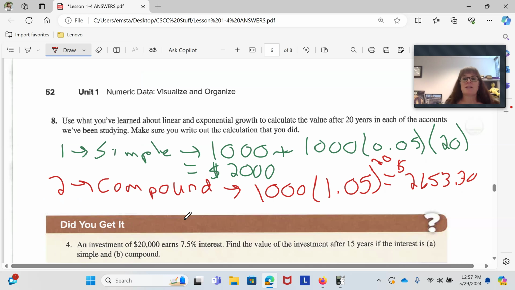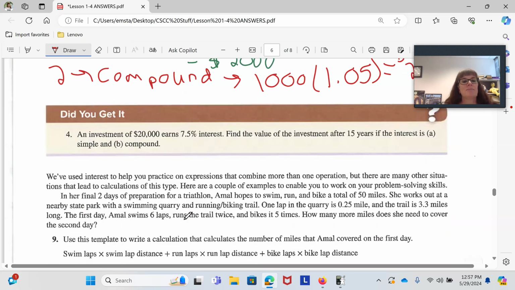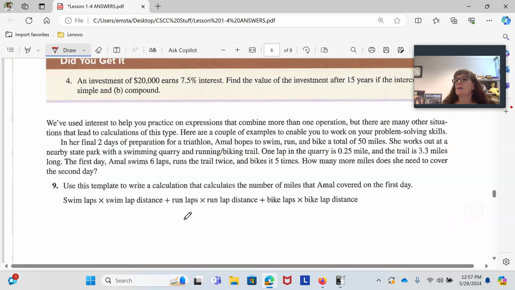Orange box is good practice if you decide you want to do it. Below the orange box, it says, we've used interest to help you practice on expressions that combine more than one operation, but there's a lot of other situations that lead to calculations of this type. Here are some examples just to kind of work on what we've learned in here without focusing on interest.